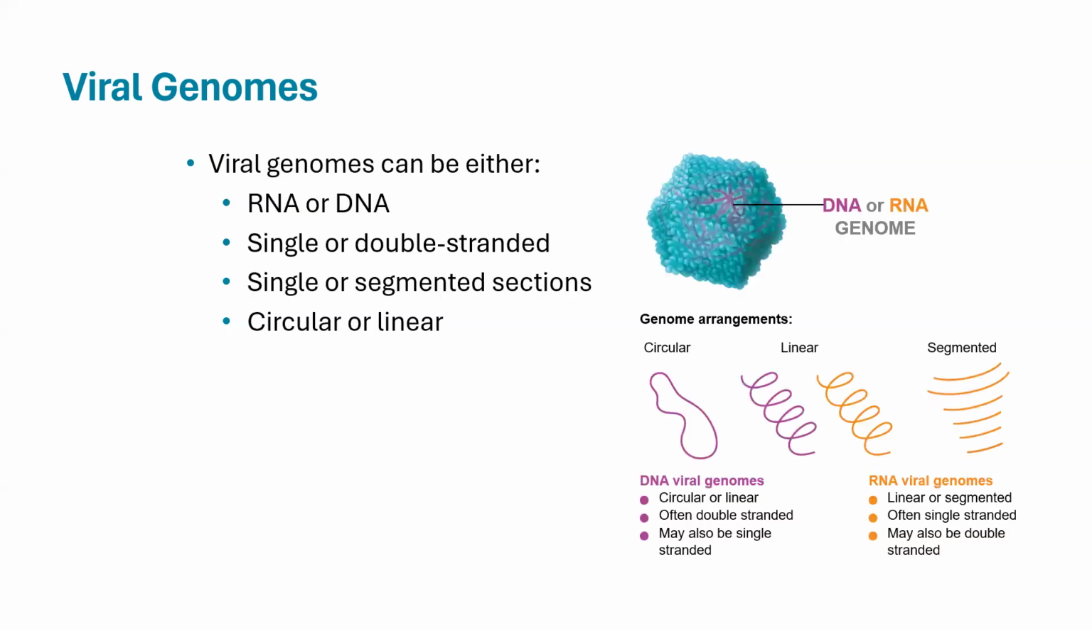However, the genomes can be very different from the genomes of living organisms. So all living organisms have DNA genomes. They're all double-stranded. They follow the central dogma of DNA to RNA to protein. However, viral genomes can be formed as either RNA or DNA. They can be single or double-stranded. They can be single or segmented, and they can be circular or linear. And so it can be quite a hodgepodge of variation.